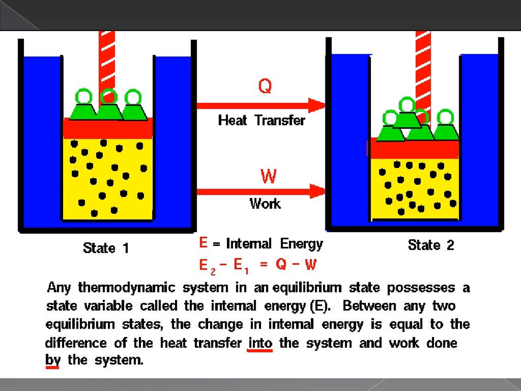So here E is nothing but internal energy, and that is E2 minus E1 equal to Q minus W. So Q is nothing but heat and W is nothing but work. So any thermodynamic system in an equilibrium state possesses a state variable called the internal energy. So between any two equilibrium states, the change in internal energy is equal to the difference of the heat transfer into the system and work done by the system.